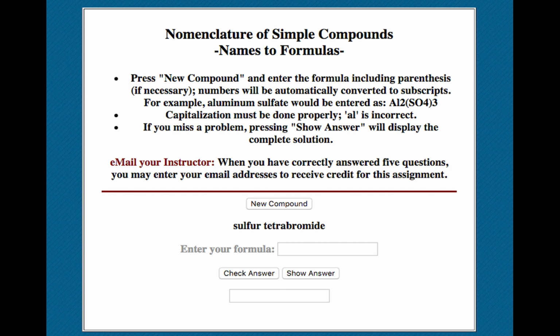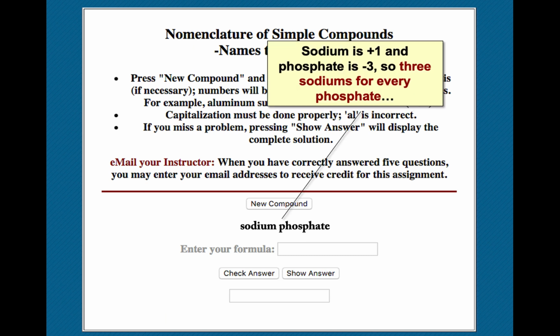All right, names to formulas. You obviously can't do supers and subscripts either here or on Blackboard. So the tutorials work the same way. Aluminum sulfate, you simply put everything in line. Okay? Sulfur tetrabromide. 1 sulfur, 4 bromines. Sodium phosphate. Sodium is +1. Phosphate is -3. So we need 3 sodiums and 1 phosphate. 3 sodiums for every phosphate, Na3PO4.